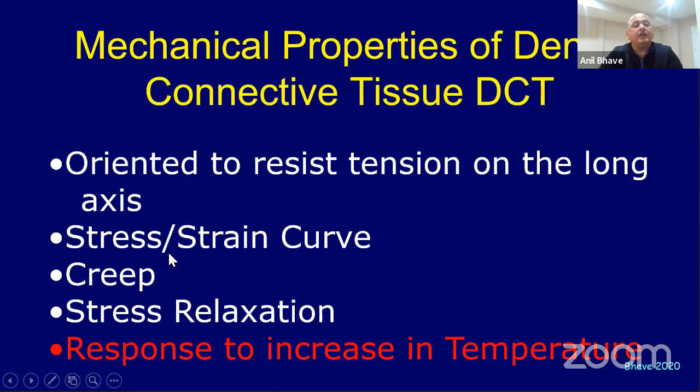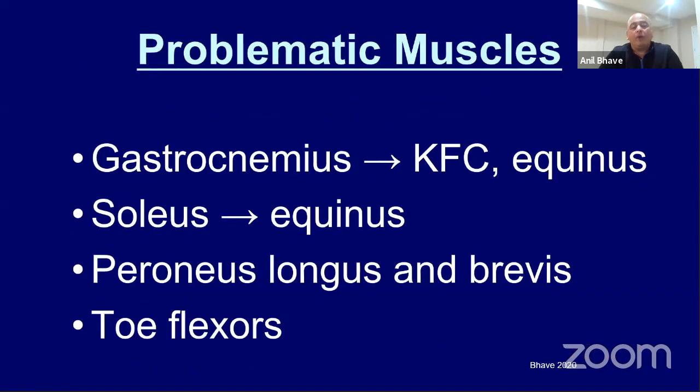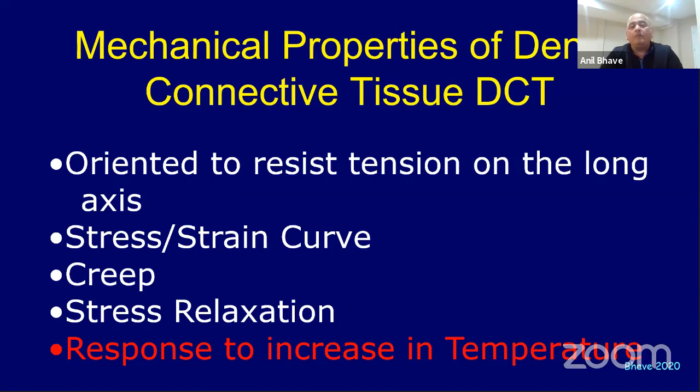So what are the mechanical properties? It's oriented to resist tension in axis. It has a stress strain curve. It has stress relaxation, and it responds to increase in temperature. Very simple. If you raise the temperature of the dense connective tissue by a certain number of degrees, you actually have 10 to 15% elongation that you can achieve through physical therapy. So we have always believed that warm compress, hot packs, moist heat, is what we should always use for a limb lengthening muscle, or use a hydrotherapy pool, because that allows appropriate deformation of the dense connective tissue. Simple.